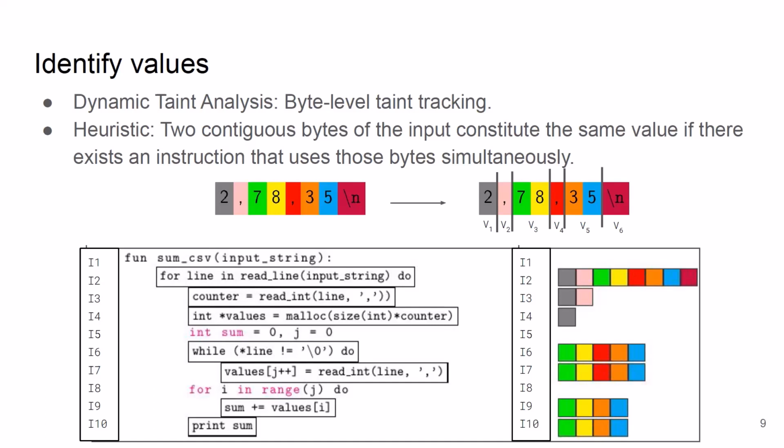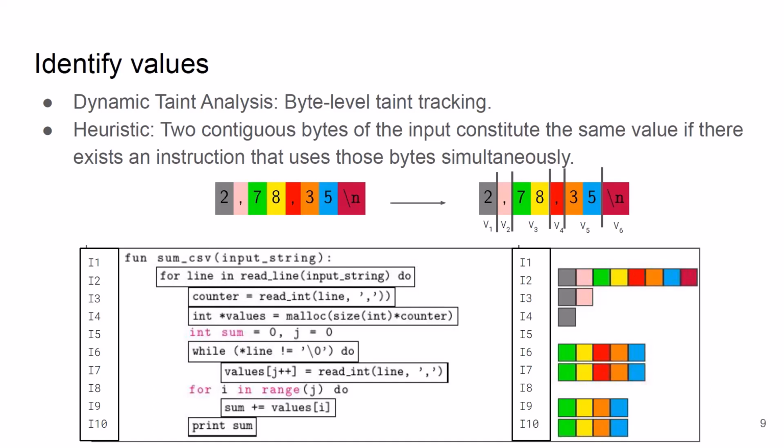For instance, if you look at line I4, it accesses the byte 2. So in the taint trace, there will be 1 instance of I4, whereas I7 appears 2 times in the trace. During its first appearance, it will have the taints of the byte 78, and during the second invocation, it will have the taints of byte 35.